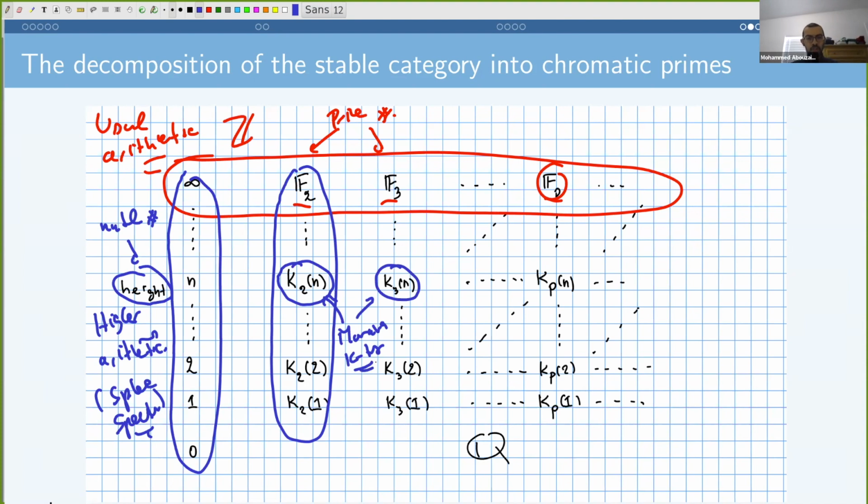So this picture suggests that the way you want to prove things, if you cannot prove things directly, one way to prove things is to take your result, decompose it one prime at a time, prove the result for the given prime, and then try to reassemble. Okay? And that is exactly what we do.